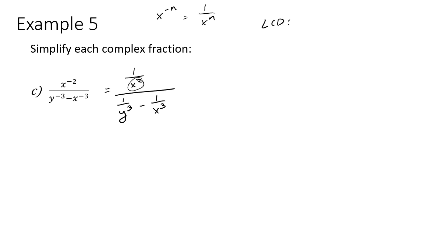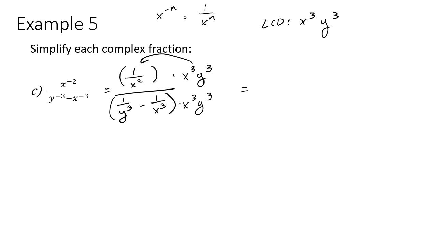And I want to pick something to multiply by that would cancel out all of these denominators. So we've got a factor of x. The biggest power that appears is x cubed. And then we've got a factor of y, whose biggest power is also cubed. So I'm going to multiply both the top and the bottom by x cubed, y cubed.